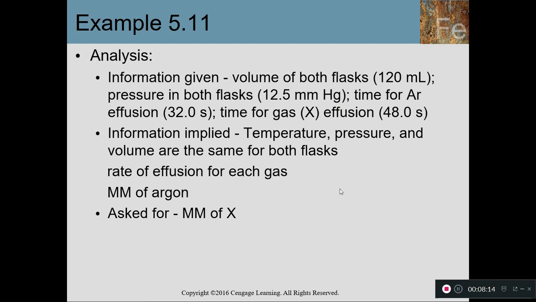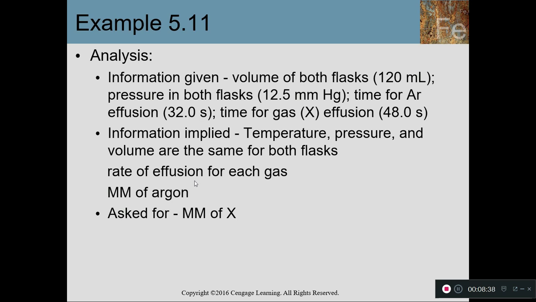Well, things that we're given. We are given the information about the volume. We're given the pressure that both flasks are going to get to. We're given the time that each gas takes. We are told that the temperature is the same for both sides. We saw a measurement that the pressure is the same for both sides, and we see that the volume is the same for both sides, so that's kind of implied.